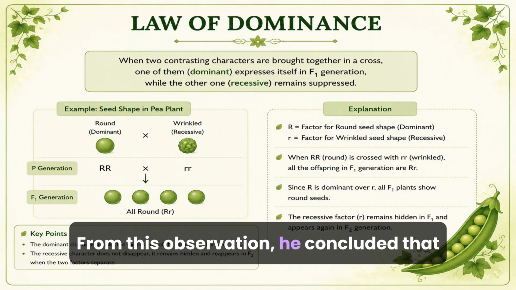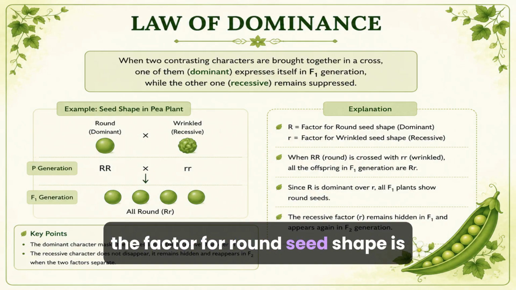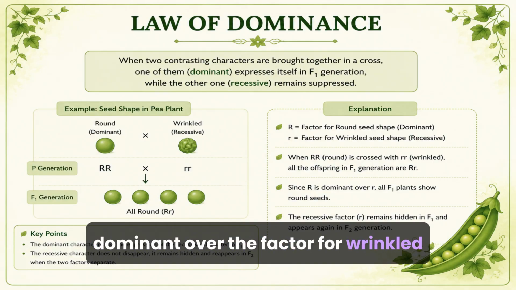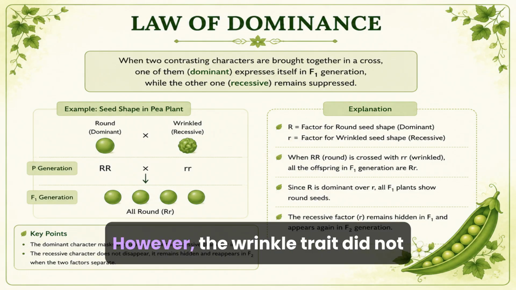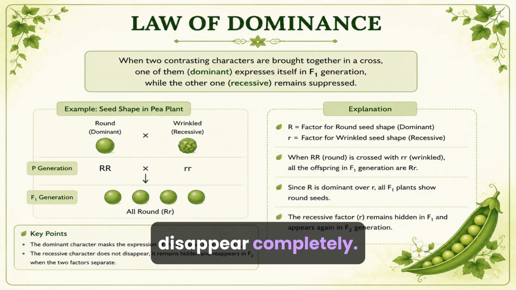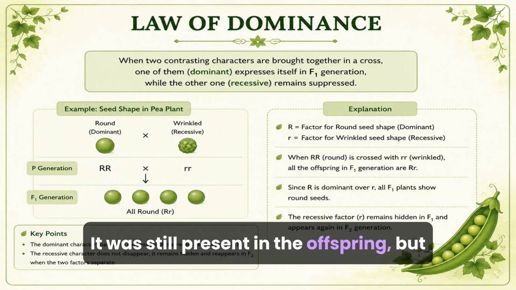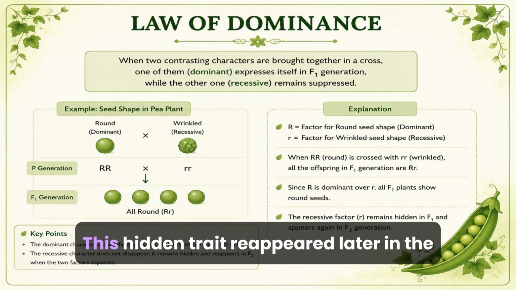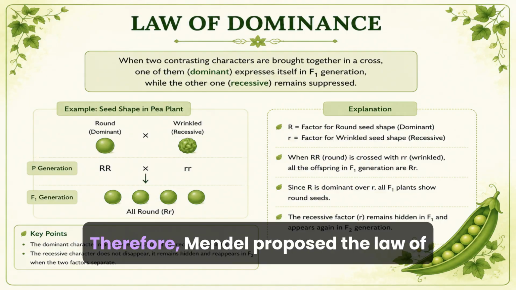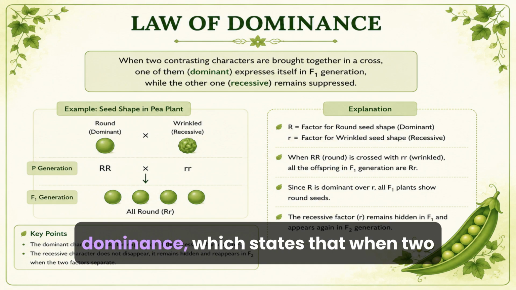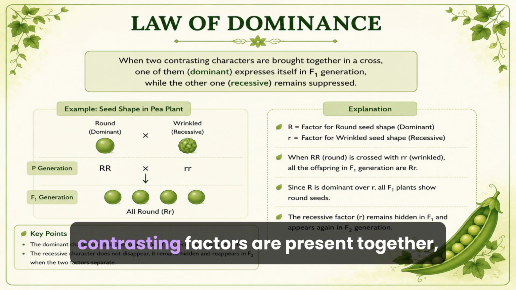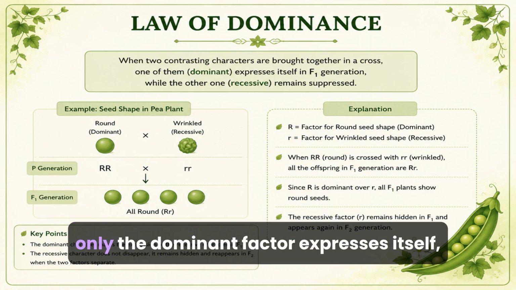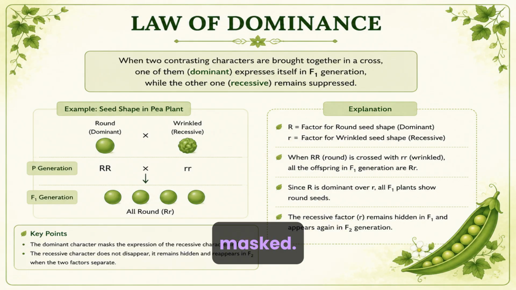From this observation, he concluded that the factor for round seed shape is dominant over the factor for wrinkled seed shape. However, the wrinkled trait did not disappear completely. It was still present in the offspring, but remained hidden because of the dominant round factor. This hidden trait reappeared later in the F2 generation. Therefore, Mendel proposed the law of dominance, which states that when two contrasting factors are present together, only the dominant factor expresses itself, while the recessive factor remains masked.